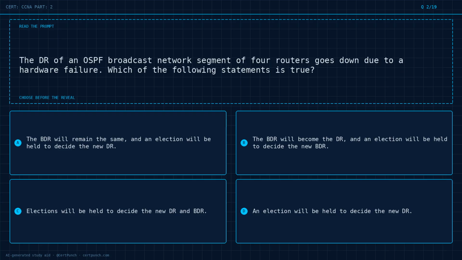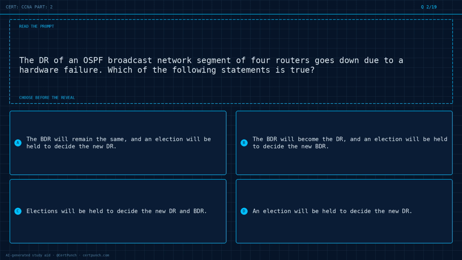Question 2 of 19. The DR of an OSPF broadcast network segment of 4 routers goes down due to a hardware failure. Which of the following statements is true? Option A. The BDR will remain the same, and an election will be held to decide the new DR. Option B. The BDR will become the DR, and an election will be held to decide the new BDR. Option C. Elections will be held to decide the new DR and BDR. Option D. An election will be held to decide the new DR.